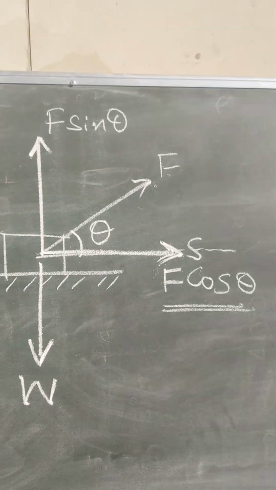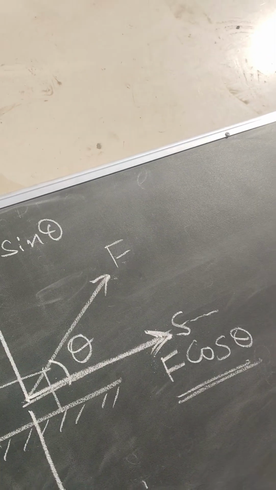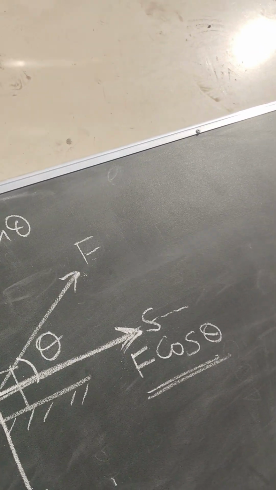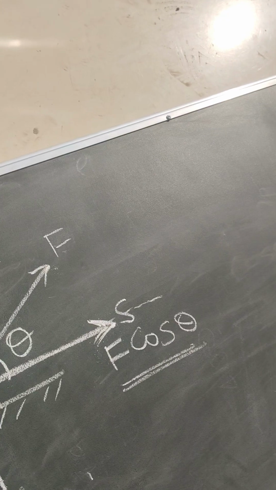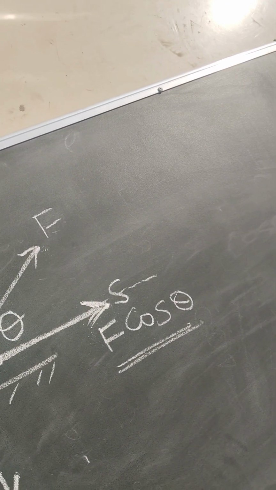So this is the free body diagram. That's why work done, sorry, this is weight. Work done is Fs cos theta.